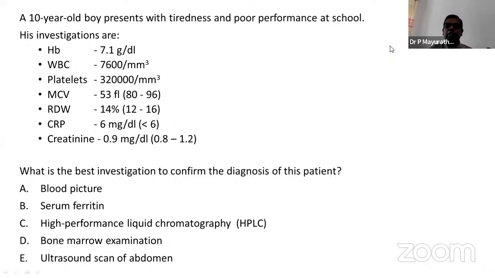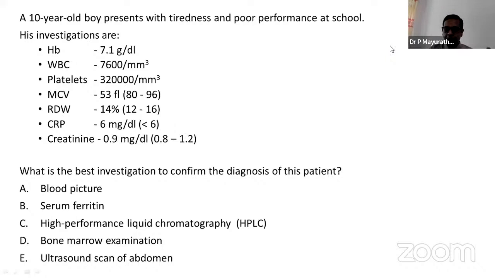So usually, it could be most of the time due to thalassemia major. So the best investigation to confirm the diagnosis, that is the question. So we can do the blood picture, but that is not a confirmatory investigation for thalassemia. And serum ferritin we always do, because it will be normal or higher when we start to treat the patient.